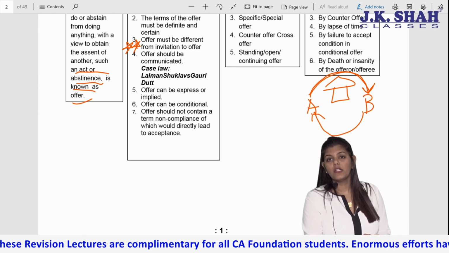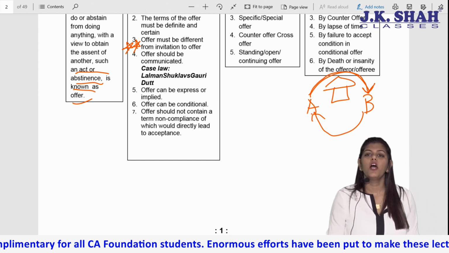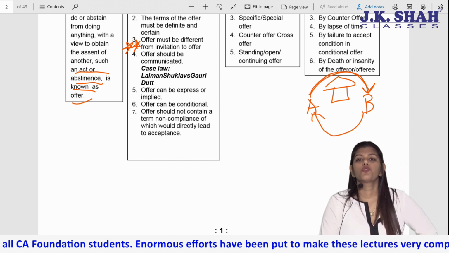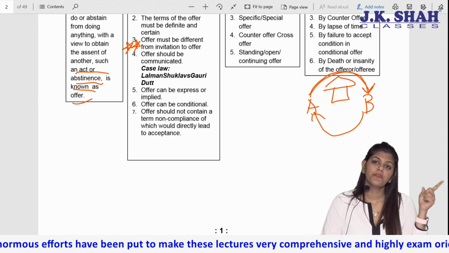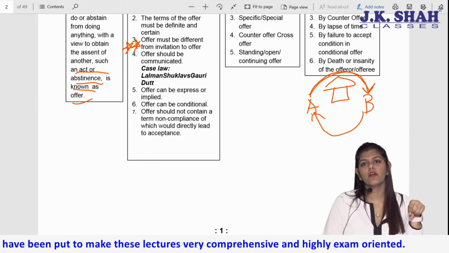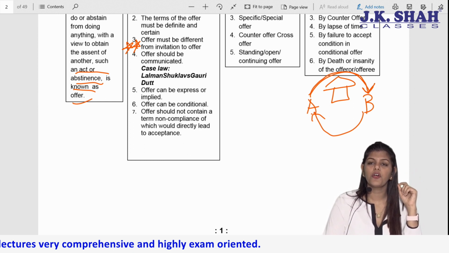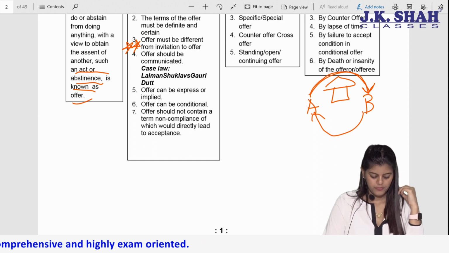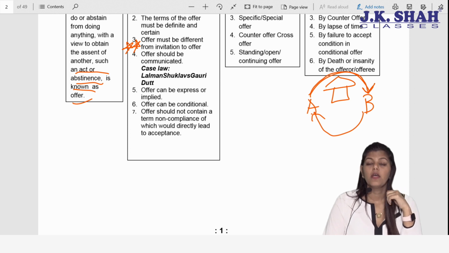Offer can also be conditional. I will sell you my house for 50 lakhs if you give me your land. I am putting a condition. So if you want to accept my offer, you better accept it along with the condition. If you say, ma'am, I don't like the condition, then you reject it. But you have to accept a conditional offer along with the condition. And lastly, it should not contain a term non-compliance of which would lead to acceptance. Means what?